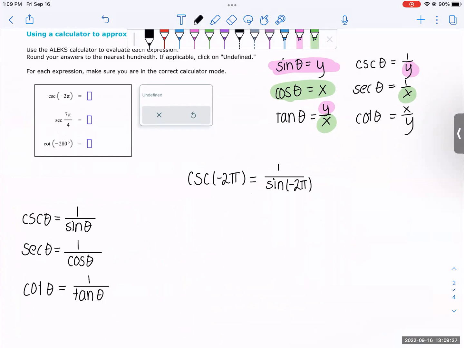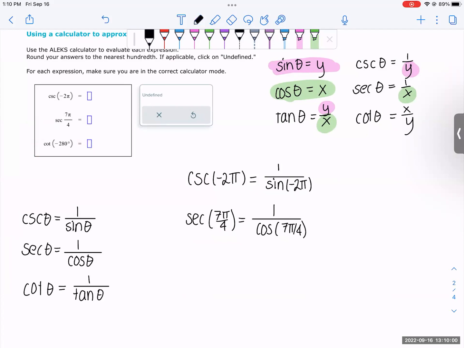Which we can plug into our calculator. Secant of 7 pi over 4. Secant's soulmate is cosine, so secant is 1 over cosine. 1 over cosine of 7 pi over 4. So that angle stays the same.